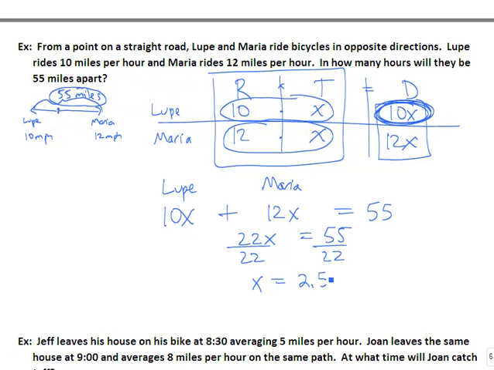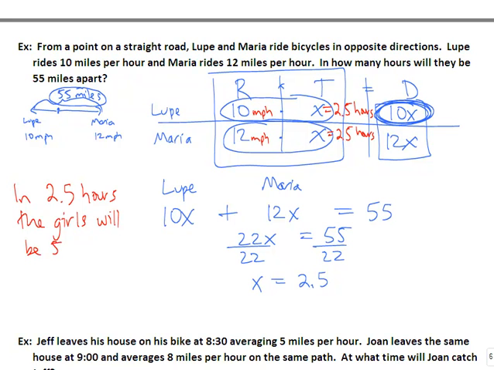Now what did we just find? X here was in the time column, so these were times. So this is 2.5 and 2.5. What would be correct units here? Well, since Lupe's and Maria's rates were miles per hour, we want to keep consistent units there, so this is going to be 2.5 hours. So in 2.5 hours, the girls will be 55 miles apart.